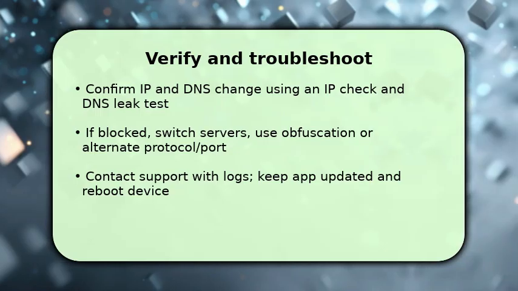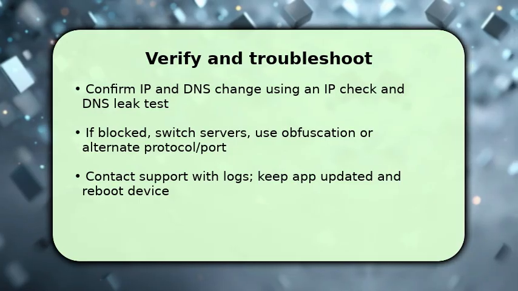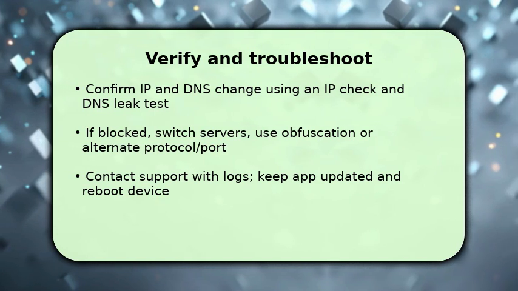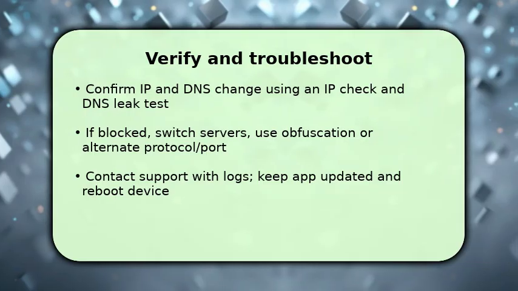Should problems persist, collect app logs and contact support, but first update the app and reboot the device. Many issues resolve that way. If speeds remain slow, try another nearby server or split tunneling so only selected apps use the VPN.